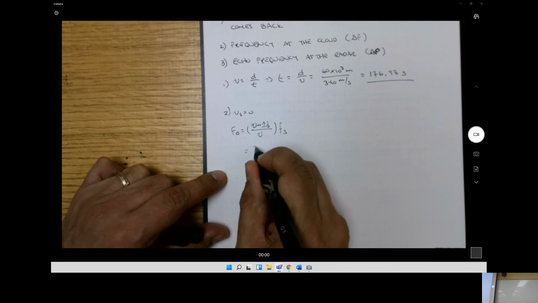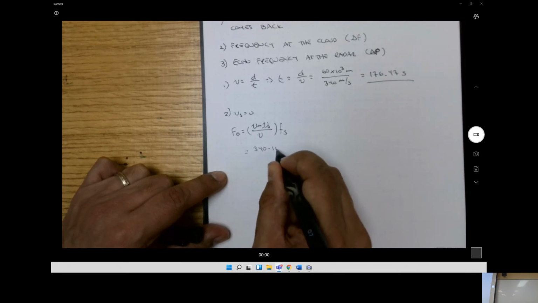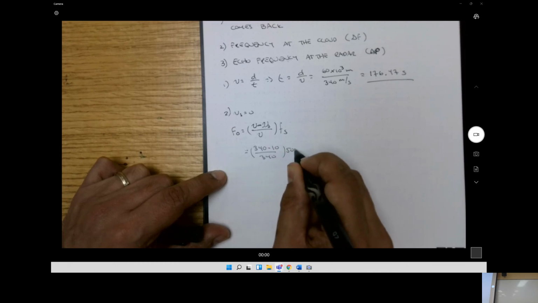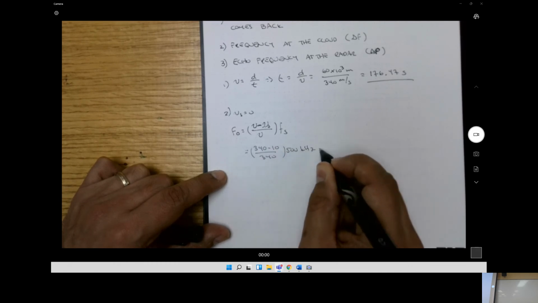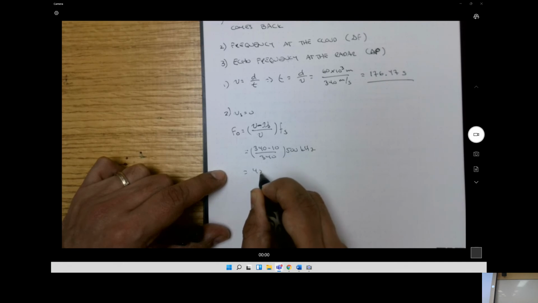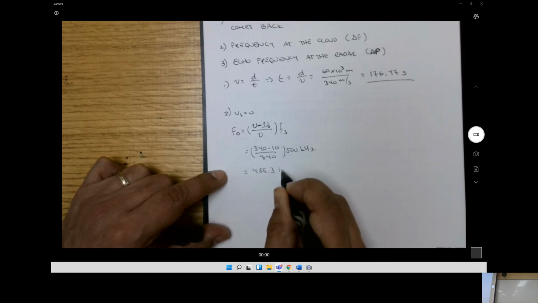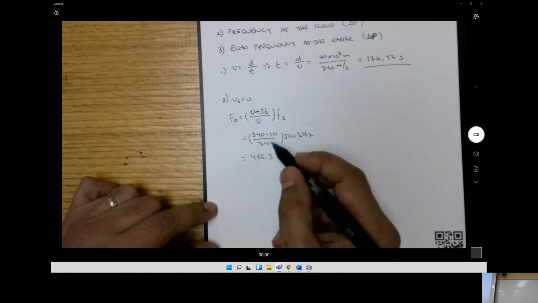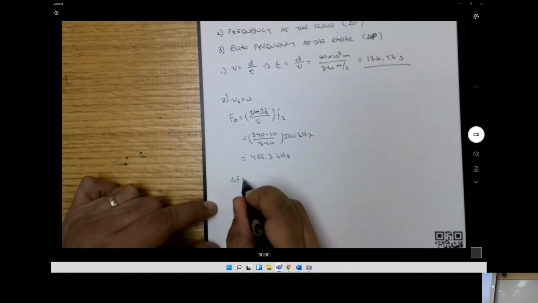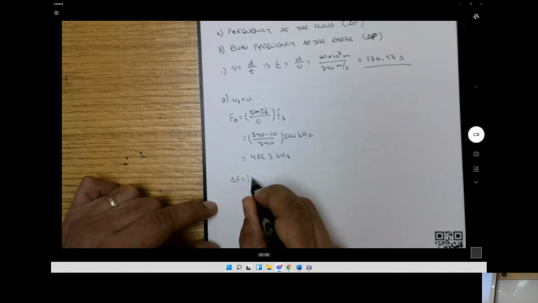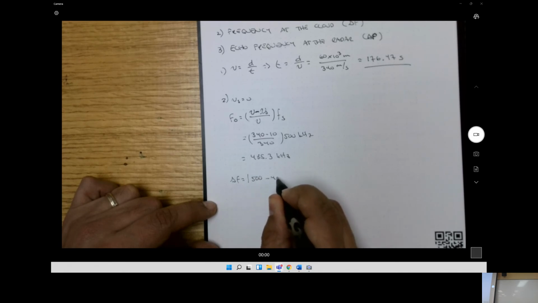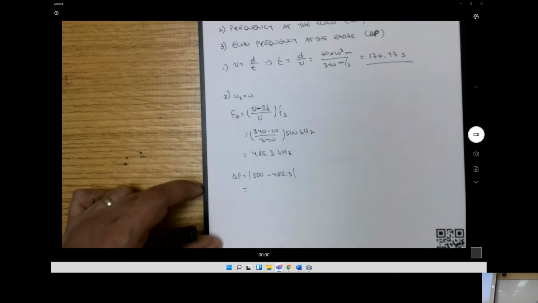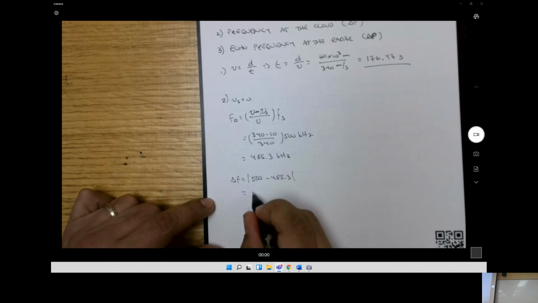So this factor has to be less than 1. I will have 340 minus 10 over 340 times the 500 kilohertz. And this will give me 485.3 kilohertz. Is that what you guys got? Okay. And if I want to calculate delta F, that would be 500 kilohertz minus 485.3. I get 14.7.